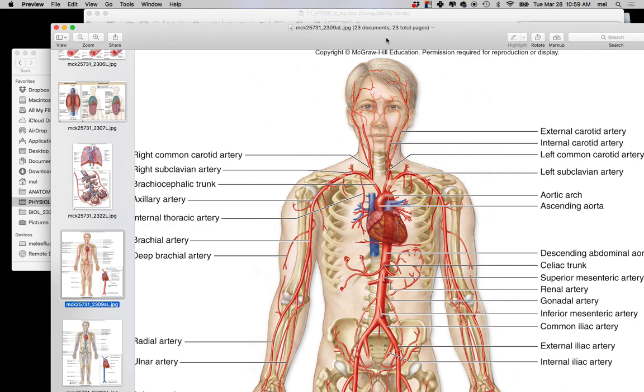Okay? So let's just look at this variation in pattern really quickly because there's a reason that it exists. So in 90% of us, maybe even more, the aorta curves left.